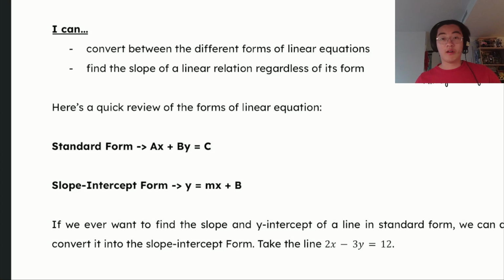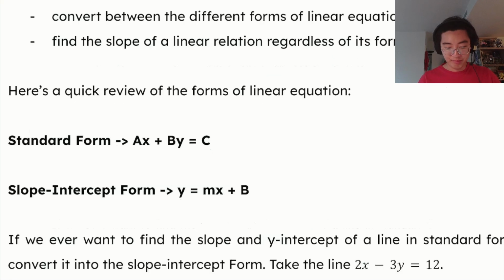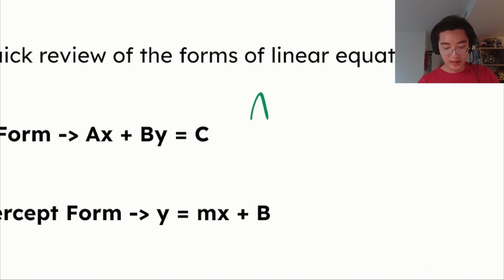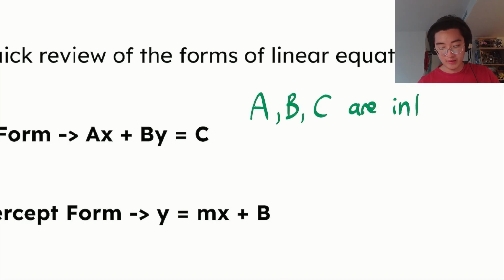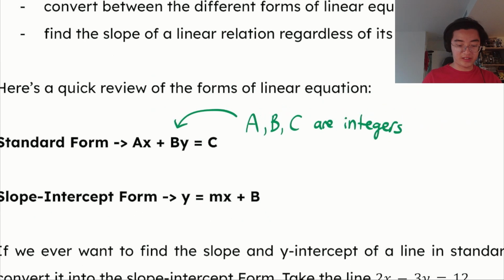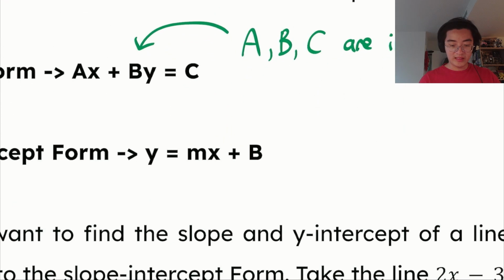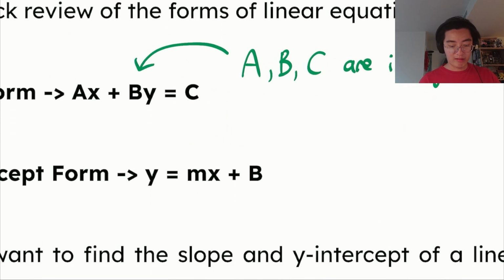So, just a quick little review here. The standard form will be something like this, where, importantly, a, b, and c are integers. So not decimals, not fractions, but integers. So it's essentially a number x plus a number y equals c. In the slope-intercept form, this is where we got our slope of m and b of the y-intercept here.